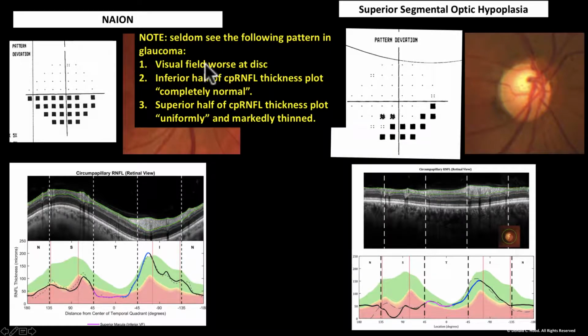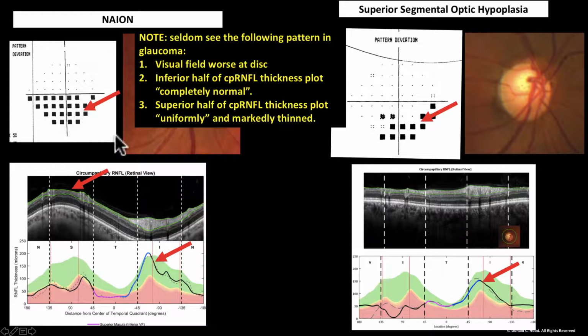Well, first of all, visual field is worse at the disc. If you have a situation where the visual field is worse at the disc here than it is in the nasal region, that is seldom glaucoma, right? Second, the inferior half of the retinal nerve fiber layer thickness plot is completely normal, usually down somewhat in glaucoma.